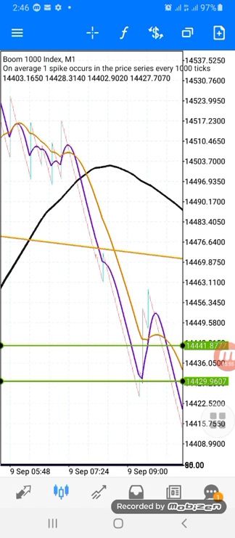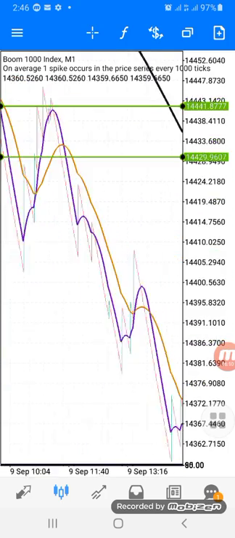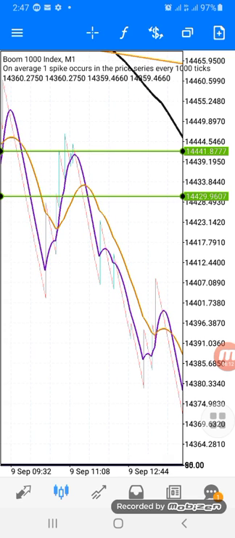This is almost 11 pips over 15 candles like this. Okay, so you see how awesome it is. You see that is the first thing. The next one, you wait.